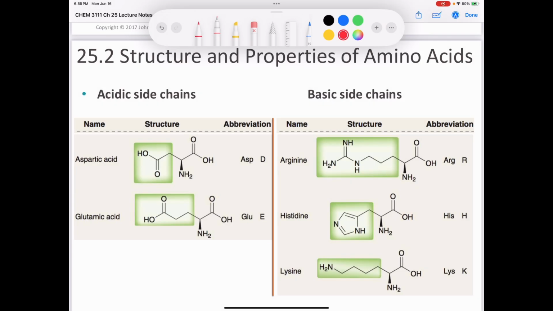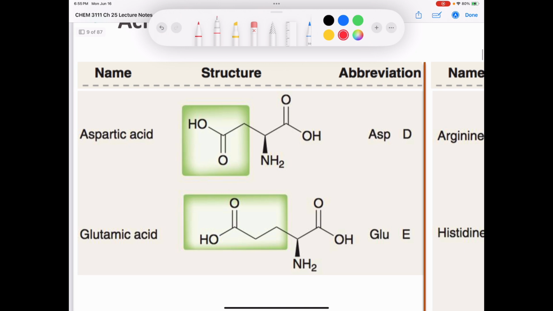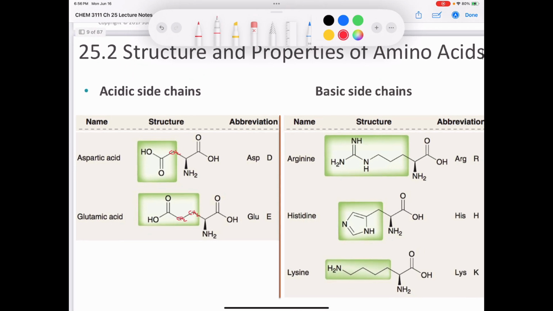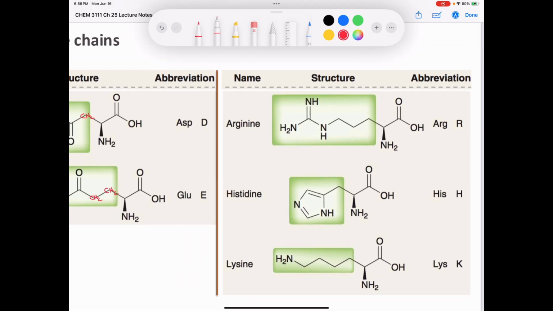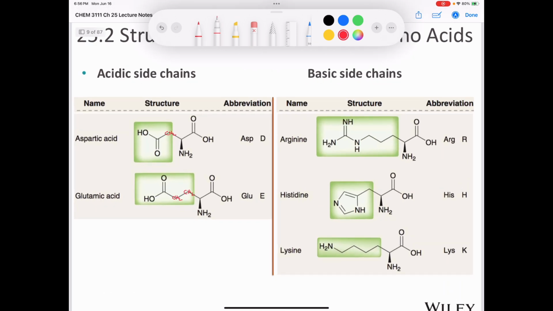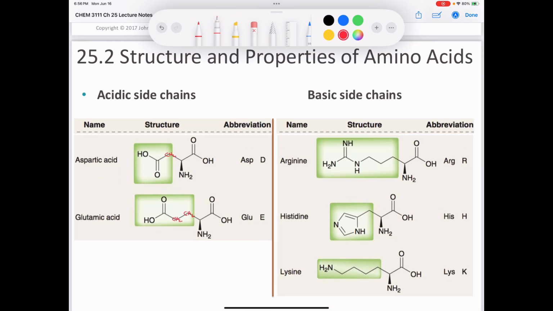So we've covered nonpolar and polar, and the last two groups are acidic side chains and basic side chains. You can see these are kind of shorter. Aspartic acid has one CH2 and then the carboxyl group. Glutamic acid has two CH2 or methylene groups, and then the carboxyl group for your carboxylic acid. And then for the basic side chains, these are sometimes tougher to remember, but you've got arginine, histidine, and lysine. And so that covers all 20 amino acids.